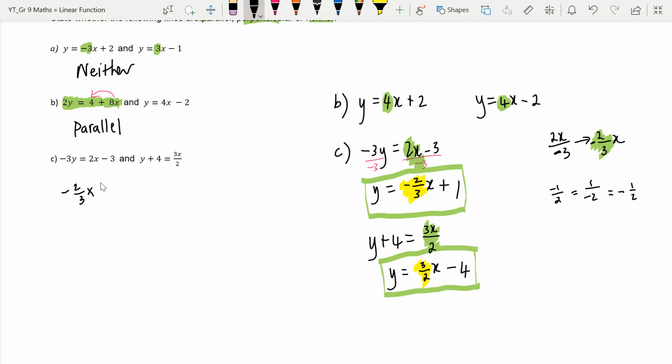-2/3, and we multiply it by 3/2. That would give us -6/6, and that is -1. If we multiply the two gradients and they give us -1, we know that it means these lines are perpendicular. So the third one, they are perpendicular.